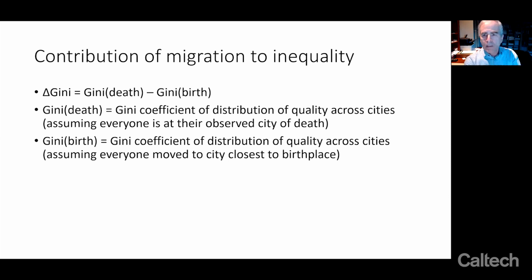So in addition to looking at the productivity effects of birth to death migrations of assortative matching, we want also to look at how it contributes to inequality across the urban system. So here we just use Gini coefficients and a somewhat similar counterfactual comparison. We compute the Gini coefficient at death, so taking all notables in a given century as being at their observed city of death, and just calculate the Gini coefficient of the distribution of quality across cities. And then we're going to compare that to what the Gini coefficient would have been had everybody just moved to the city closest to their birthplace.